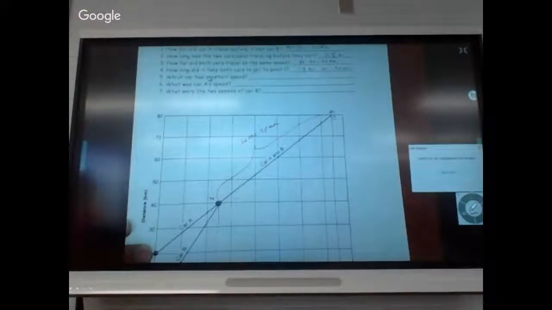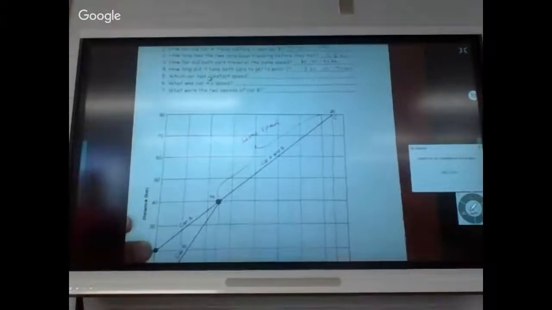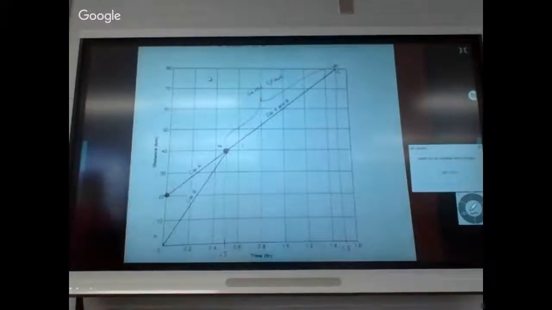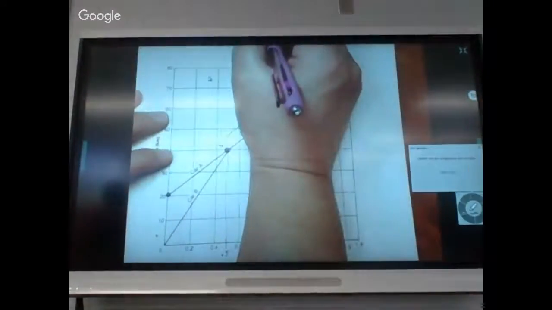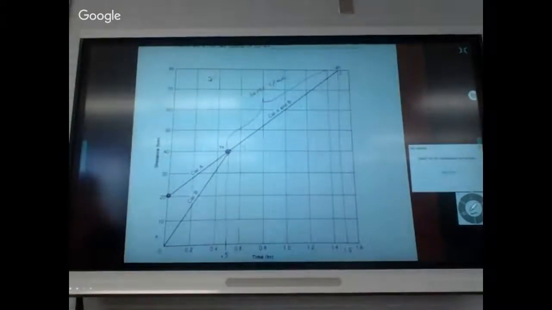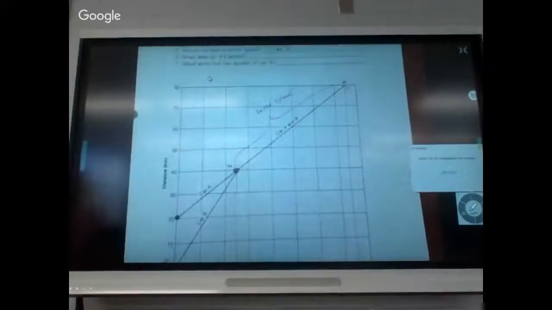All right. Now, which car had constant speed? What do you look for to be constant speed? How do you straight line? So which one's completely straight? A. So car A is the one that's at constant speed. Now, they want you to find the speed of car A and then the two speeds of car B.